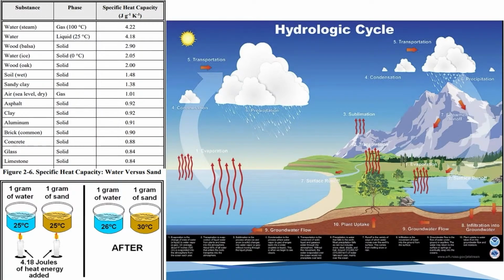That candle is putting out 4.18 joules of heat. And we can see here that we've got a gram of water and a gram of sand. They start off at the exact same temperature, 25 degrees Celsius. After that energy has been expelled from the candle, you'll notice that it took a lot of energy just to get the gram of water to be 1 degree Celsius warmer. And yet that same amount of energy increased the sand from 25 degrees Celsius to 30 degrees Celsius. This is what's known as specific heat capacity.